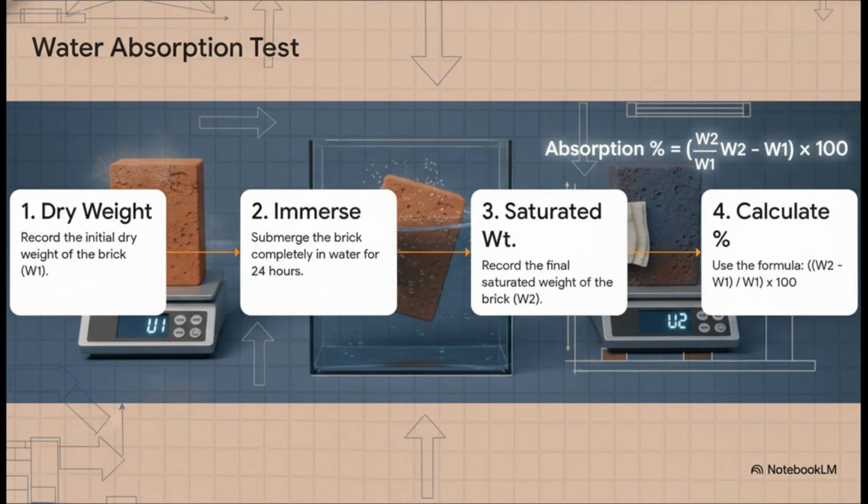The test for this is also very simple. You start by weighing a completely dry brick, we'll call that W1. Then, you submerge it in water for a full 24 hours. You take it out, wipe the surface dry, and weigh it again. That's your saturated weight, W2. The formula is then just the change in weight divided by the original dry weight times 100. That gives you the percentage.